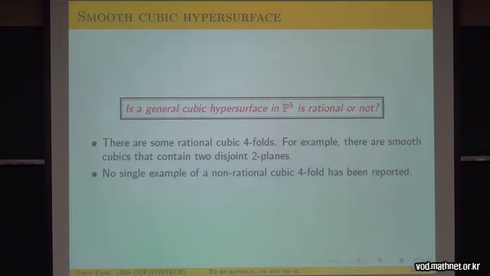And so far, no single example of a non-rational cubic fourfold has been reported. So it's a big conjecture. I mean, a big open problem in P5 for the cubics: whether a general cubic, meaning almost all cubics, is rational or not. We don't know. You assume algebraically closed? Yeah, algebraically closed here. Okay, it's a big problem. We don't have any guess, rational or non-rational. So it's still a big problem, and I think it's far away from a proof.